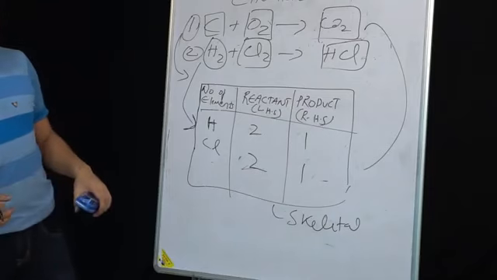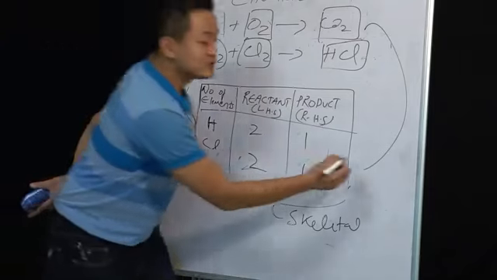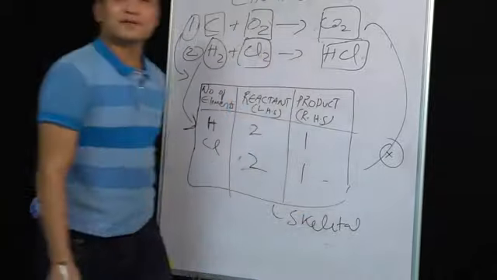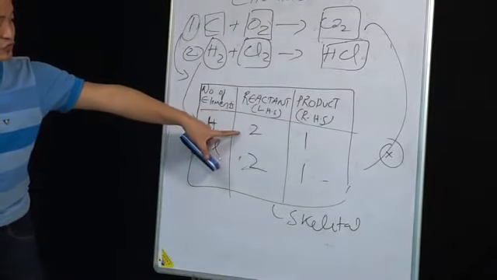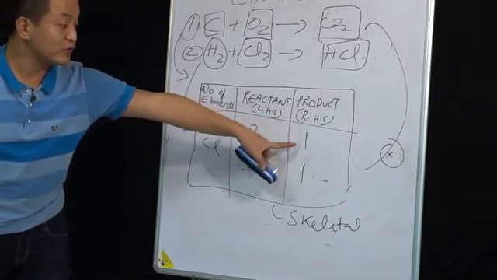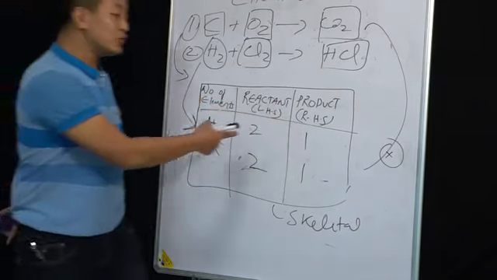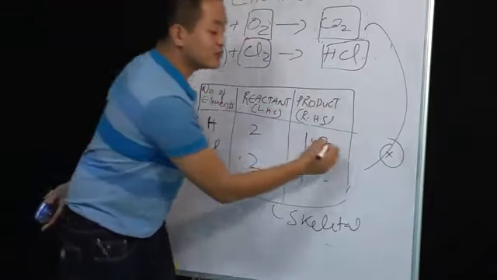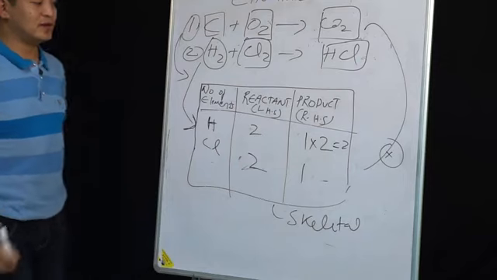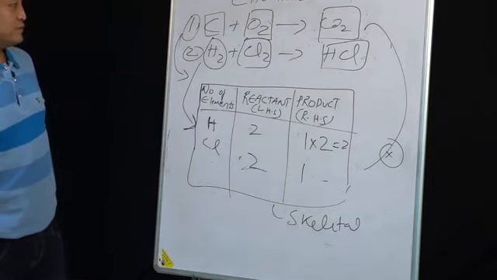Now you have to remember that we can only use multiplication. Clear? We can only use multiplication. So hydrogen on the left hand side is 2. On the product we have 1. So how will we make it equal? Simply by multiplying with 2. So 1 into 2 I get 2. Clear?